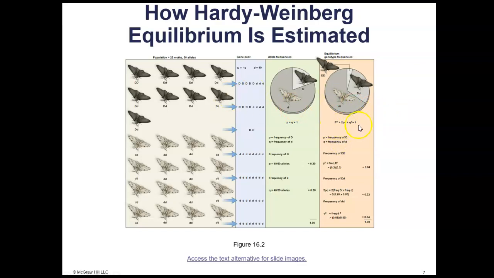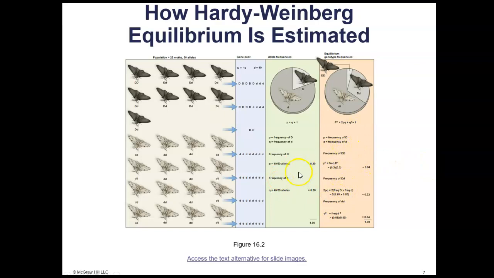So even though this looks like a really complicated algebraic expression, just remember these: P squared just represents the number of homozygous dominant. 2PQ is the number of heterozygous. Q squared is the number of homozygous recessive.